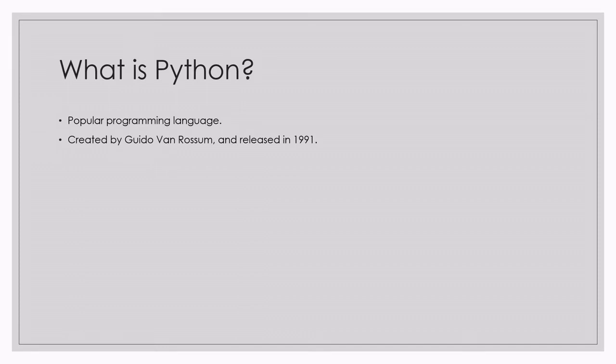First of all, what is Python? Python is a popular programming language which was created by Guido van Rossum and released in the year 1991.